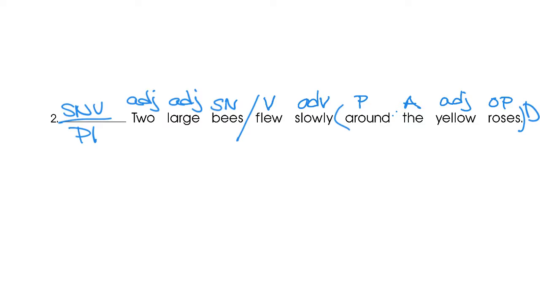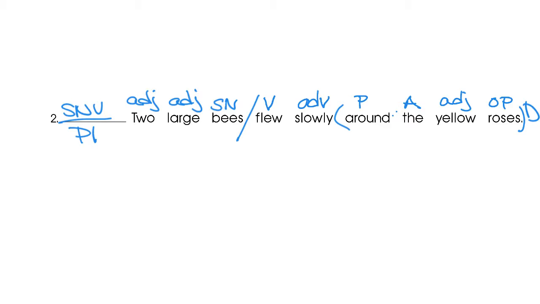All right, let's review that one more time. Two large bees flew slowly around the yellow roses. What flew slowly around the yellow roses? Bees. Subject, noun. What's being said about bees? Bees flew. Verb. Flew how? Slowly. Adverb. Around. Preposition. Around what? Roses. Object of the preposition.